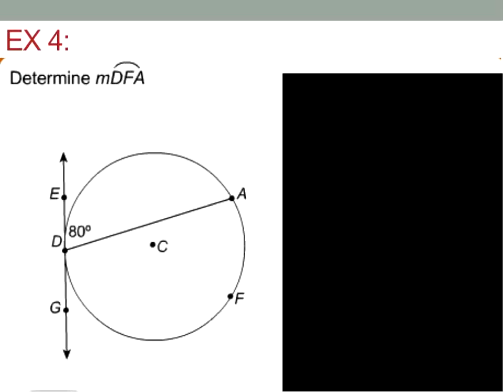It's giving you that this angle is 80, and it says, find the measure of arc DFA. I'm going to draw it in. DFA. I'm going to give you a moment to think about this one. Okay, who has a plan of attack? Talk me through your plan of attack. What do you think, Tristan?